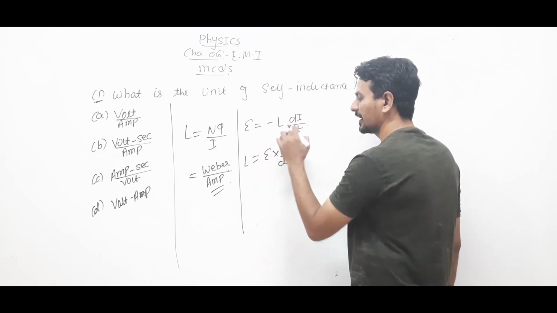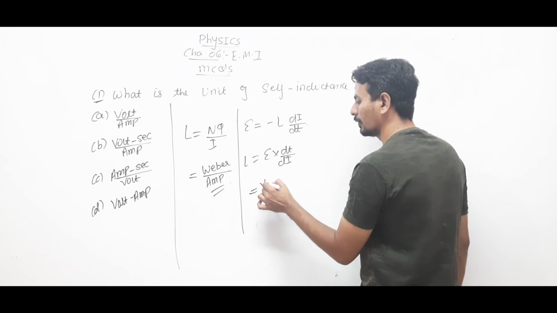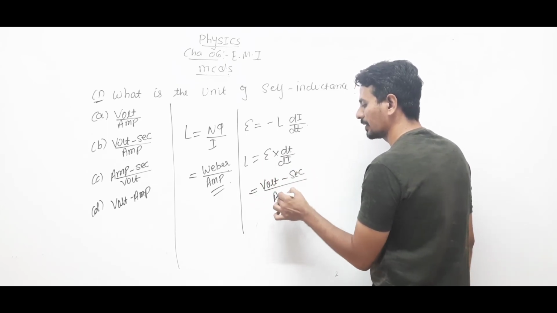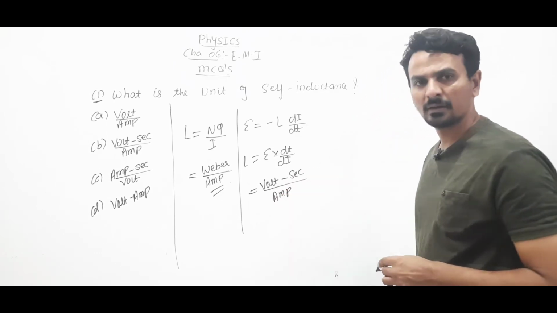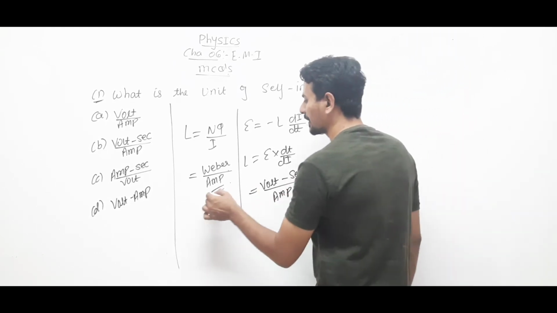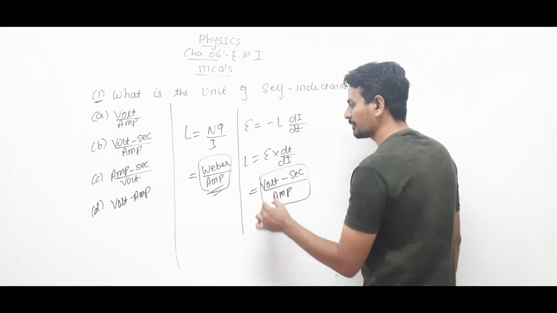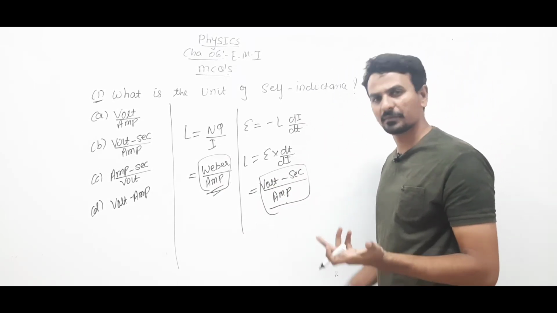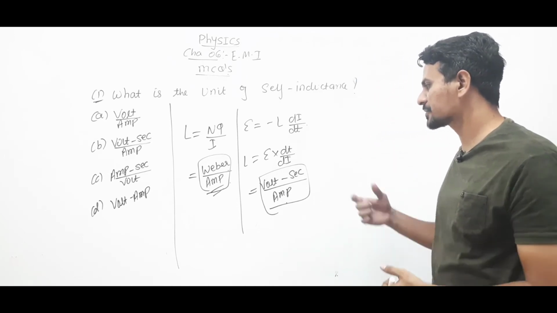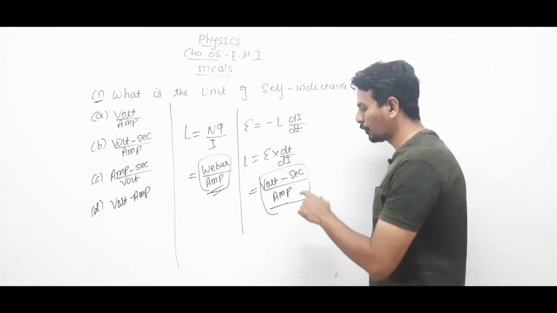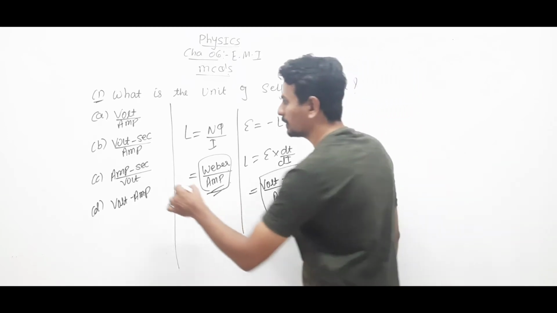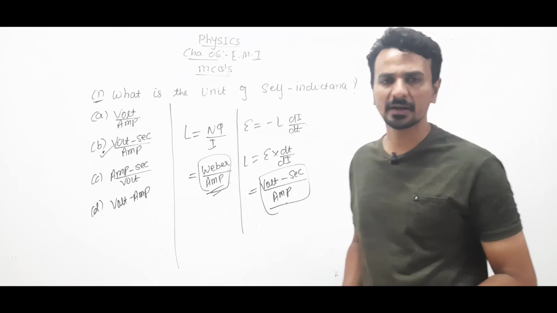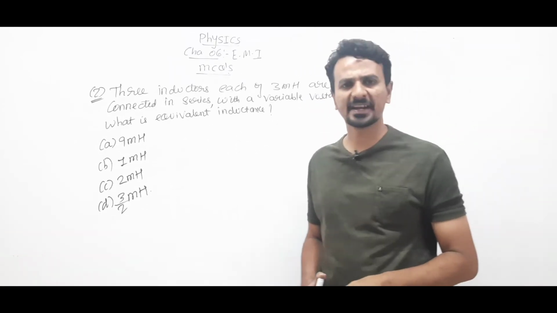L is equal to E into dt by di. Unit of E is volt, so volt second per ampere. So self inductance will have the unit Weber per ampere, volt second per ampere, even Henry, Tesla meter square per ampere. There are many units of self inductance, right? So check the option volt second per ampere, it is given in your B option. So this is your correct option. Clear? The next one, second one.